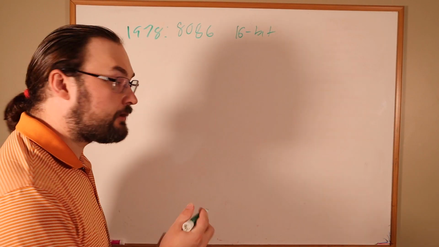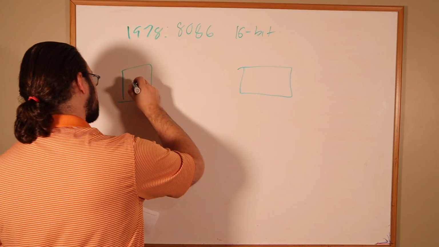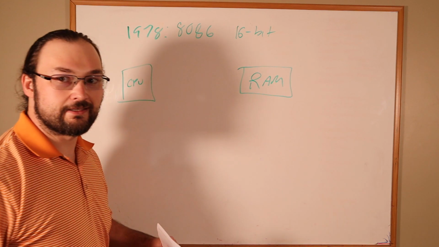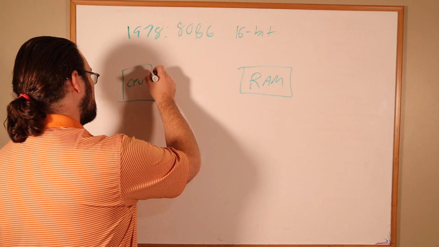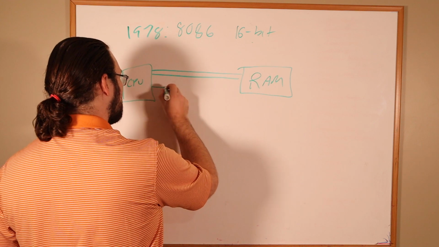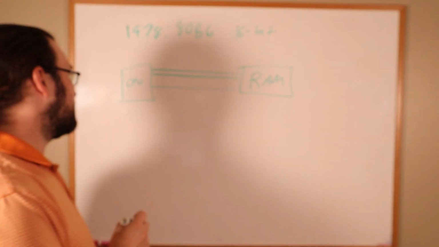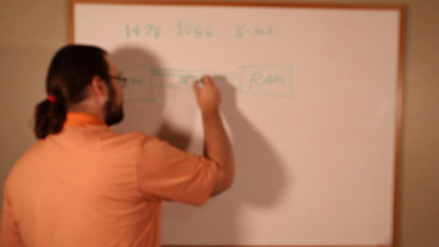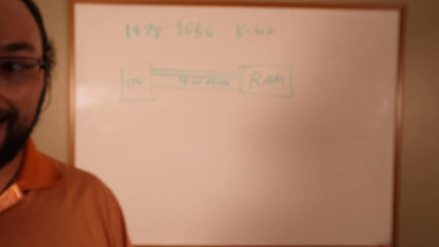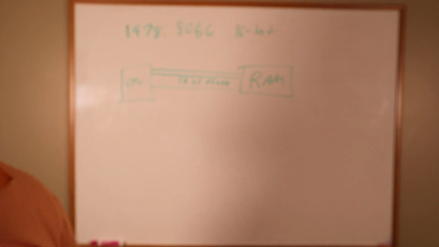So in a computer, we've got a processor, and that processor is hooked up to some memory. So this is the CPU, and this is the RAM, and these are connected together by some wires. So we have some data wires going over here, and if we have a 16-bit processor, that means we're going to have a 16-bit memory bus. That means that we're going to have 16 data wires connecting the CPU to the RAM.